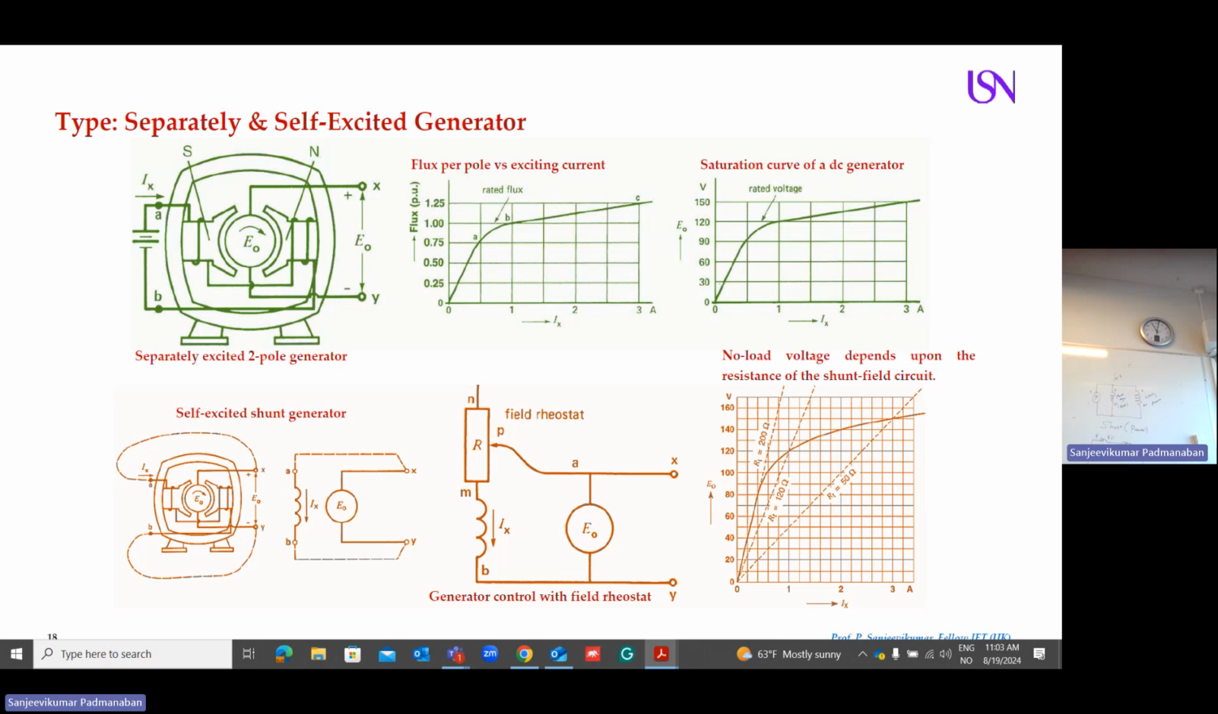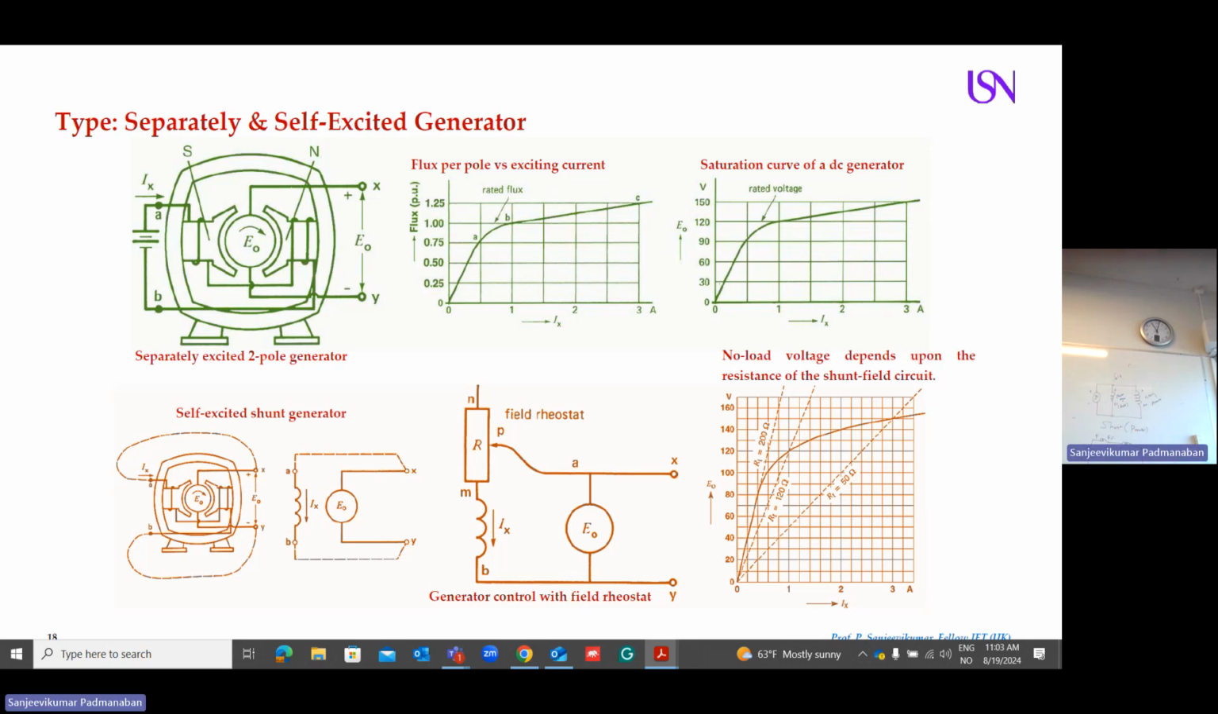I use only one DC source. That's why it is called self-excited. Clearly, if I use two windings separately, powered with two different DC sources, then they are called separately excited. Separately excited means the two coils are powered with two different power sources. Okay? Any doubt?